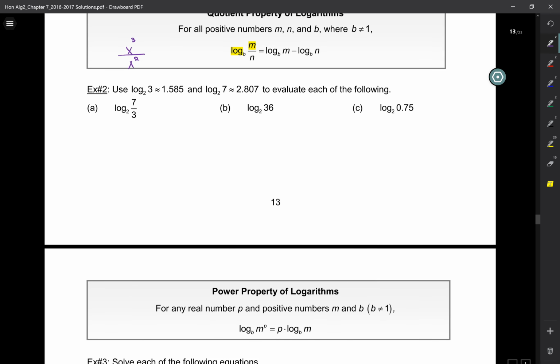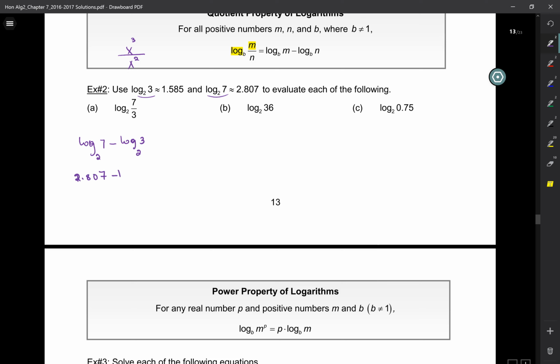I want to rewrite these in terms of log base 2 of 3 and log base 2 of 7. So the first one will just be log base 2 of 7 minus log base 2 of 3. Whatever is in the denominator, think of it as subtracting an exponent. Logarithms are all exponents, right? Whatever's in the denominator, the exponent will get subtracted. So it's minus.